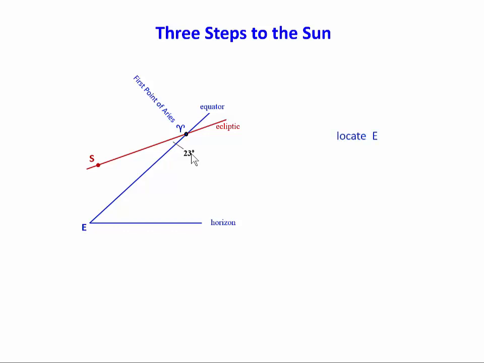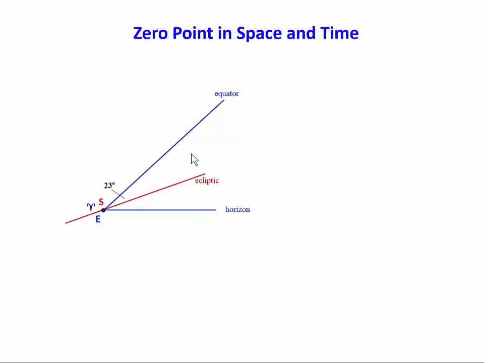So our job is to first locate E, the east point on the horizon, which should be easy, then locate Aries, and then from there find the Sun. So we begin by choosing a 0 point in space-time, which is actually when Aries and the Sun are both at the east point on the horizon, which happens at the vernal equinox, the spring equinox, which is around the 21st of March, and at 6 a.m. That's our 0 time, and that's the 0 point.